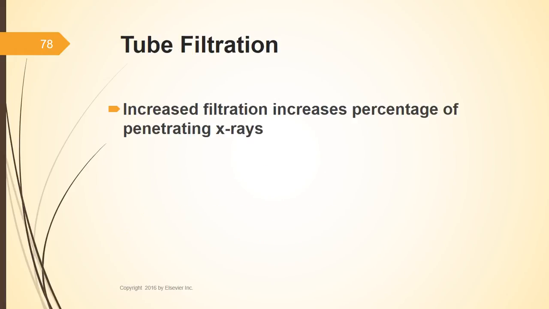Now we're up to tube filtration. We discussed tube filtration earlier when we were talking about the tube itself, but increasing the amount of tube filtration increases the percentage of higher penetrating X-rays to lower penetrating X-rays. The amount of tube filtration should not vary. Small variations in the amount of it should not have any effect on radiographic quality.